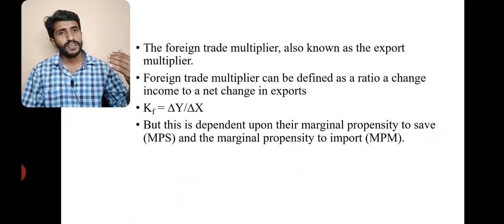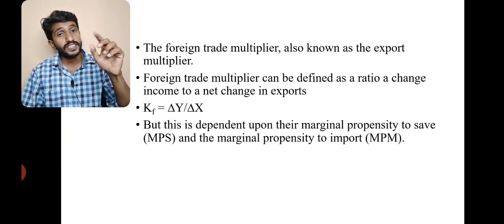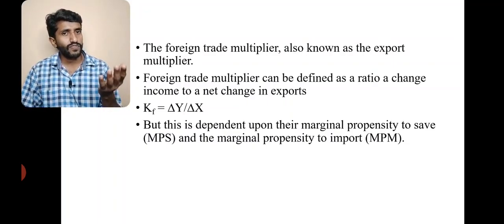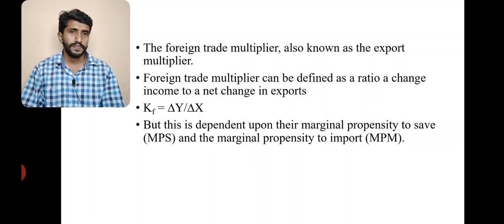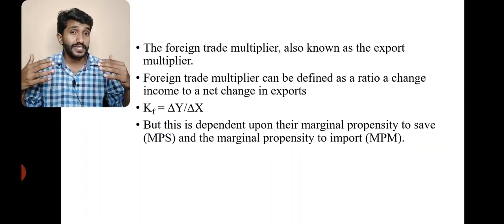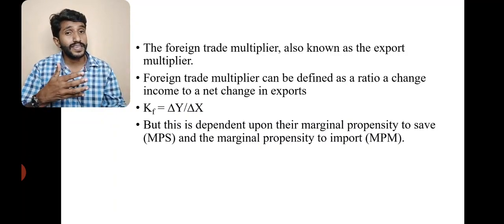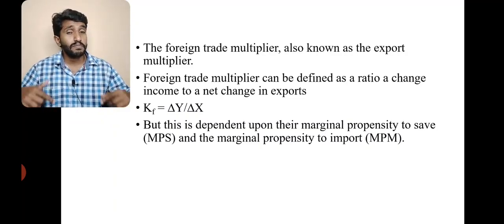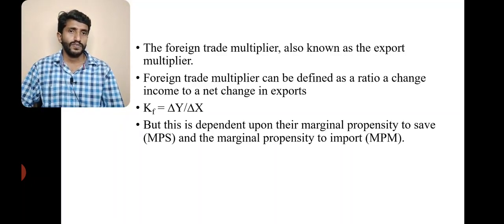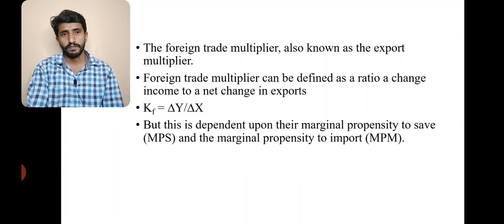Keynes developed the investment multiplier and he gave an equation: change in Y divided by change in I. As a result of change in investment, there might be a multiplier effect in income. That was the idea of Keynes. But here, when we come to the foreign trade multiplier, there might be changes in income as a result of change in export, and there might be a multiplier effect. To capture that multiplier effect, we talk about the foreign trade multiplier or export multiplier.